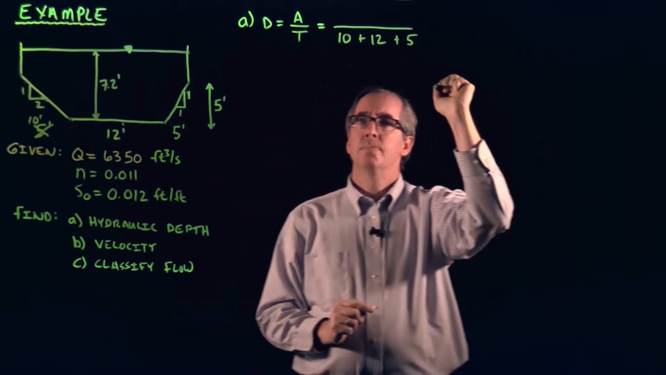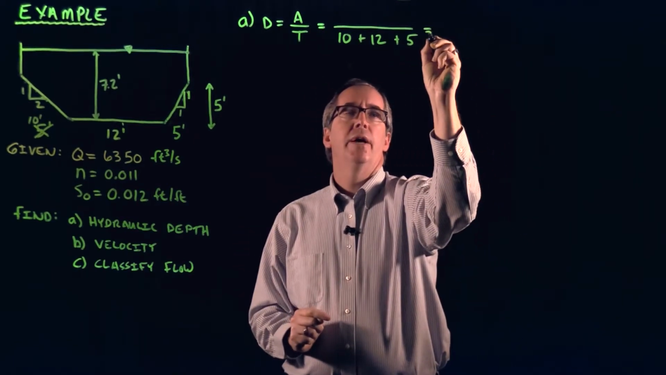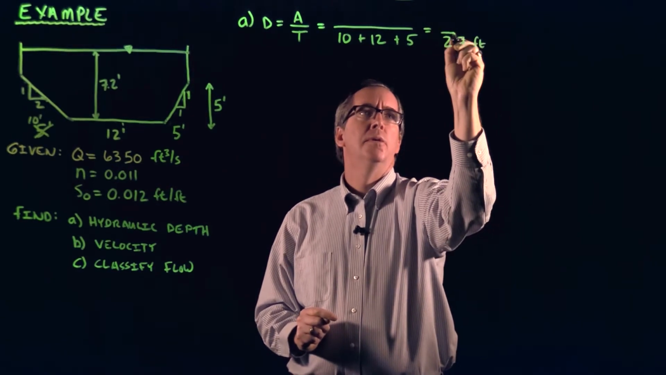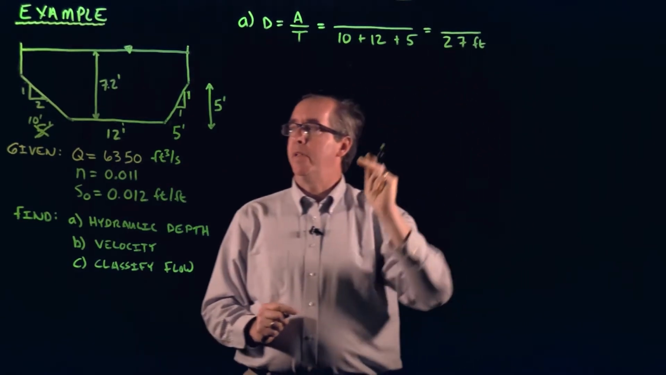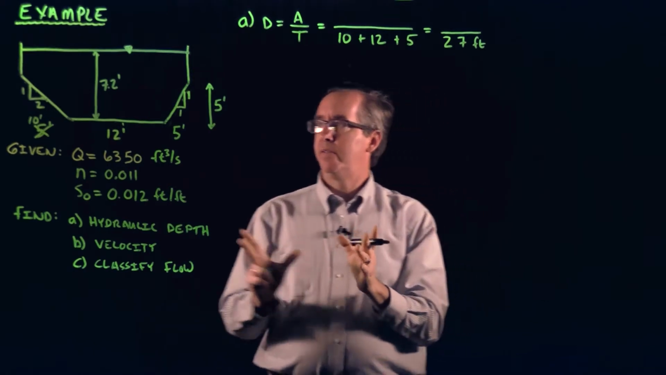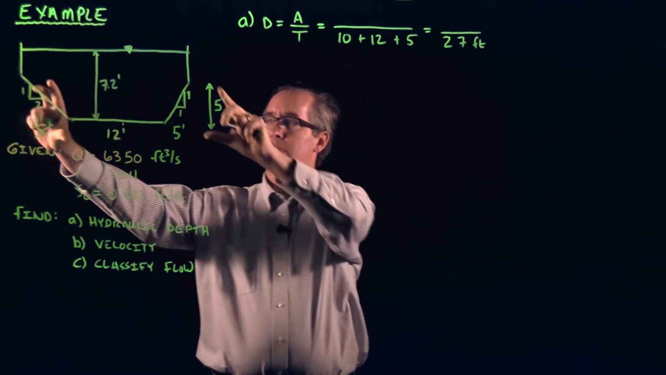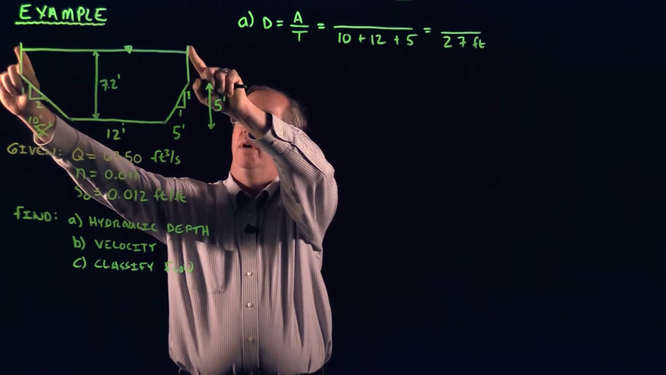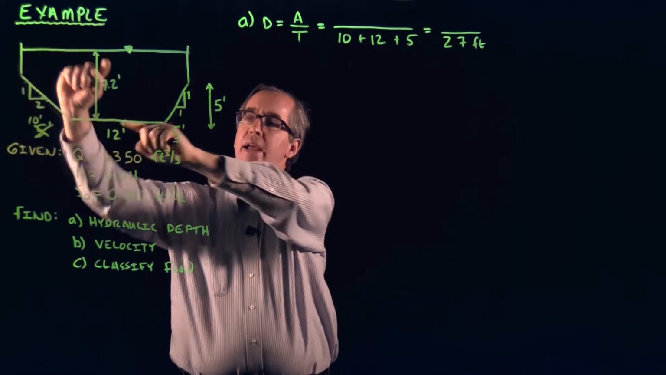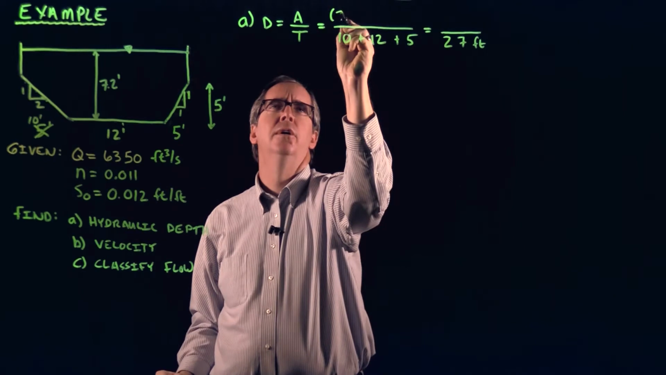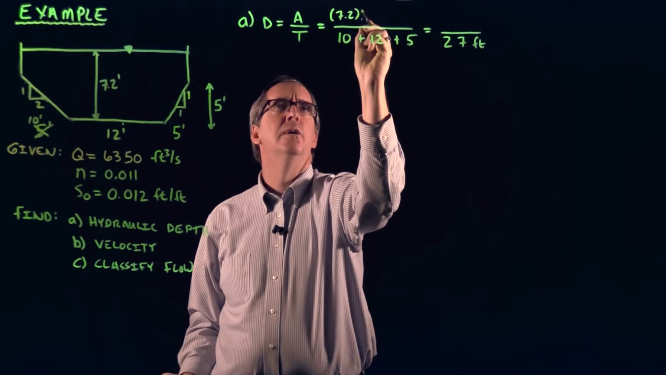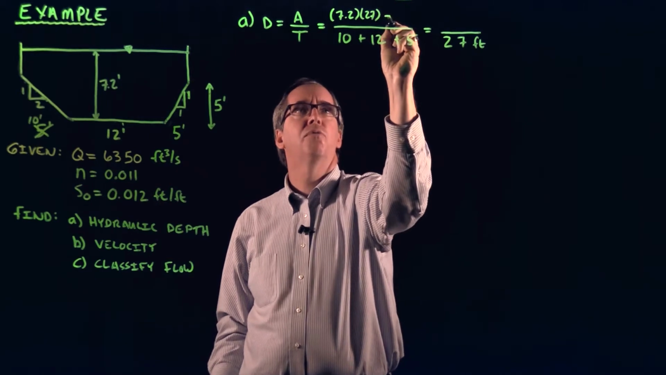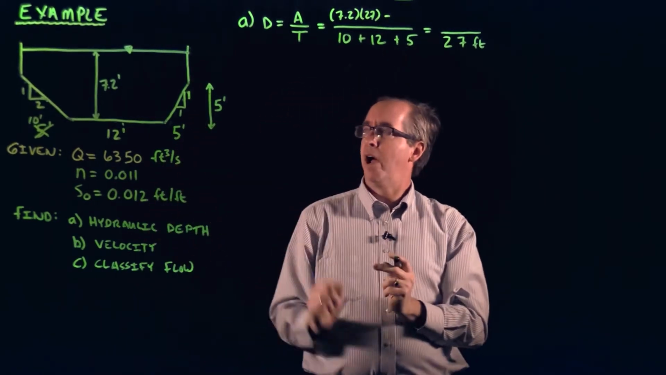Okay? And let me go and carry that over. That's 27 feet. Okay? Now the area, there's lots of different ways, but I'm going to take the entire rectangle here, which has a width of 27 and a height of 7.2. Okay, and I'm going to subtract out these 2 triangles.